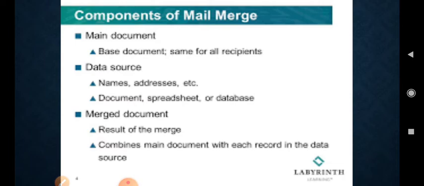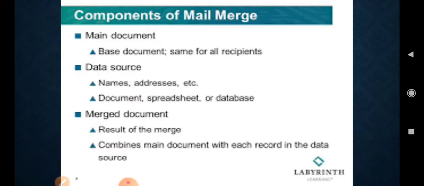Next one is your data source. Now what is the data source? Name, address, etc., or you can say as a document, spreadsheet, or a database. Now it has the name, address of the recipients. It contains a tabular form where each column heading is called a field. Some information, some data which is added there is called a field, and each row contains one set of information called a record.